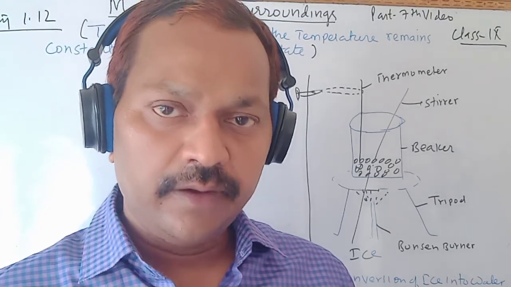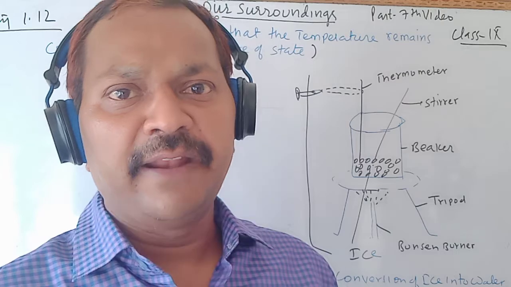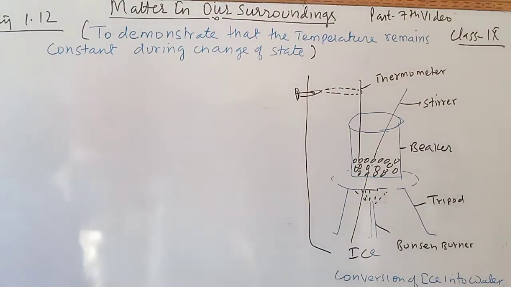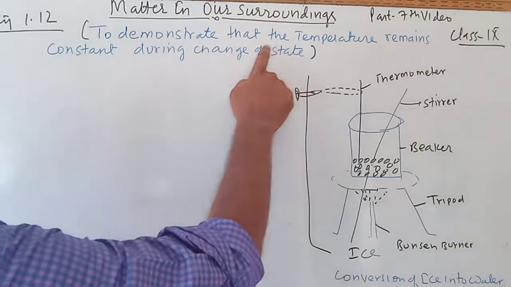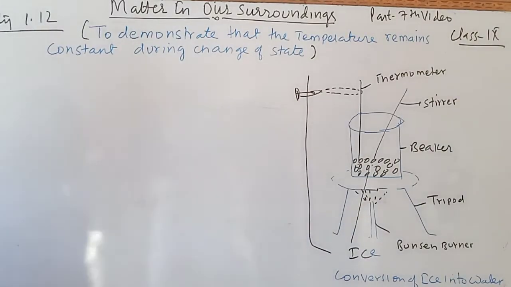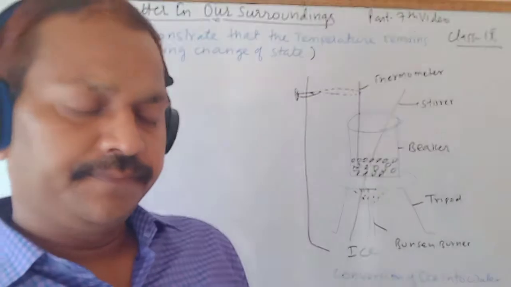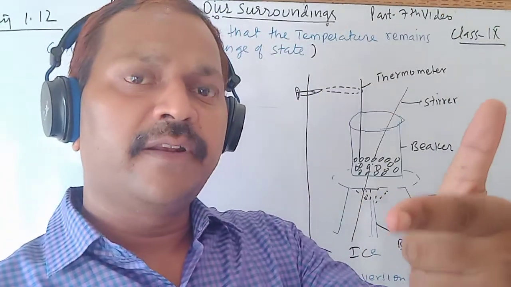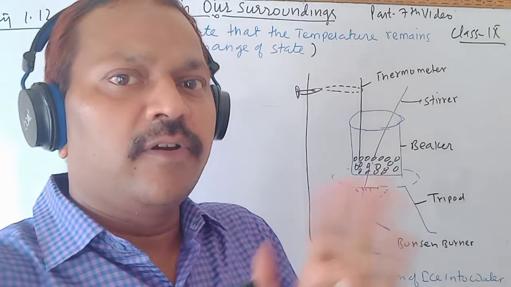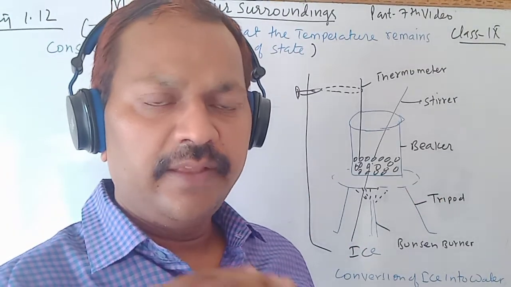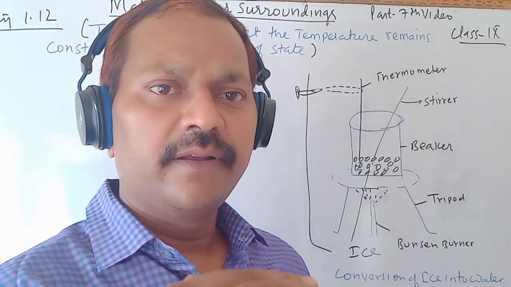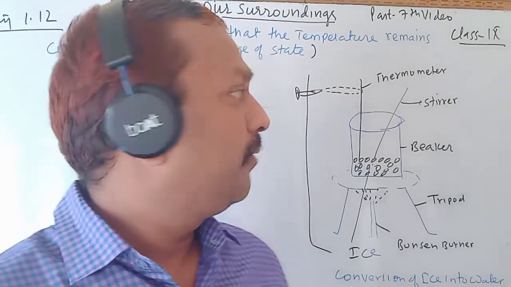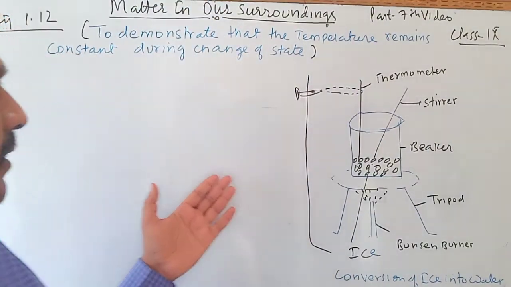The aim of the activity is very simple: to demonstrate that the temperature remains constant during change of state. During change of state, temperature remains constant. So this is the activity. Now we are going to perform this activity.